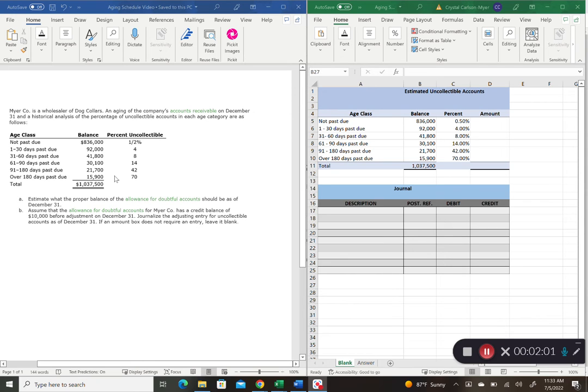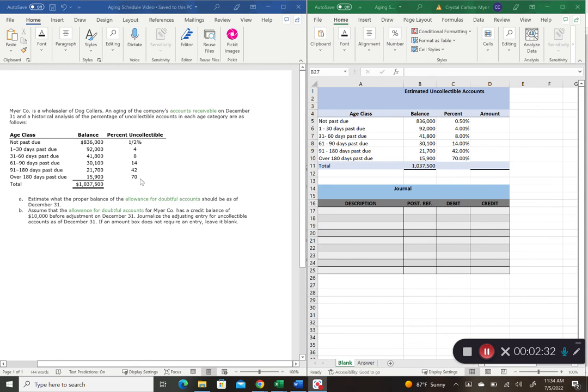Obviously, this isn't going to be an exact number, so your allowance for doubtful accounts isn't going to be exactly the amount that you're not going to collect every year, but it's usually pretty accurate based off of your past data. They've said anything that is not past due, only about 0.5% is typically uncollectible. However, when we get to accounts that get over 180 days past due, 70% of those accounts typically become uncollectible.